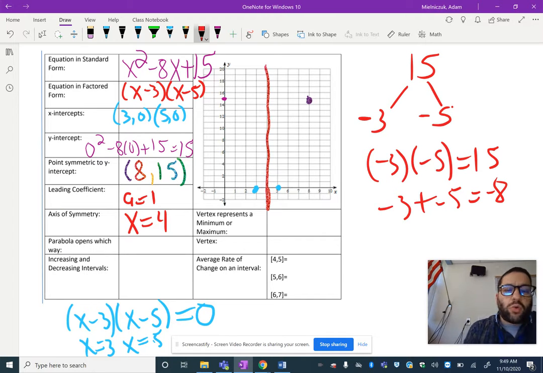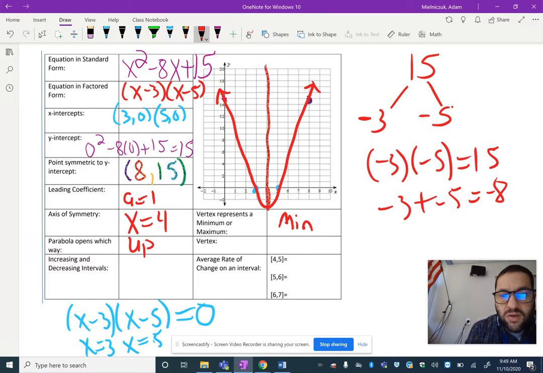All right, which way does it open? Well, let's think about graphing this. If we were to graph this, we would see that it would look something like this here, okay? So because of that, we know that it opens up. All right, does the vertex represent a minimum or a max? Here it is a min.